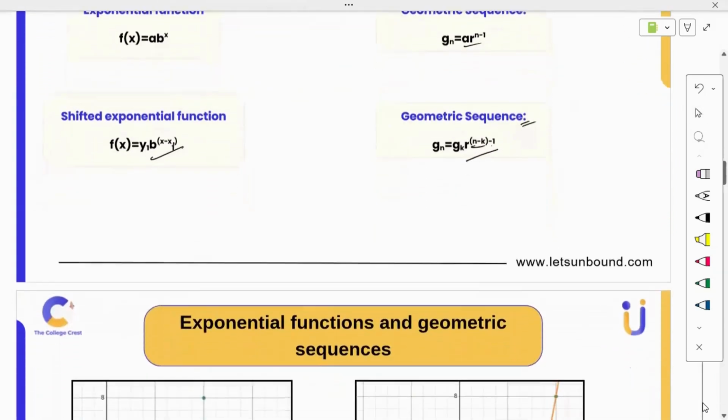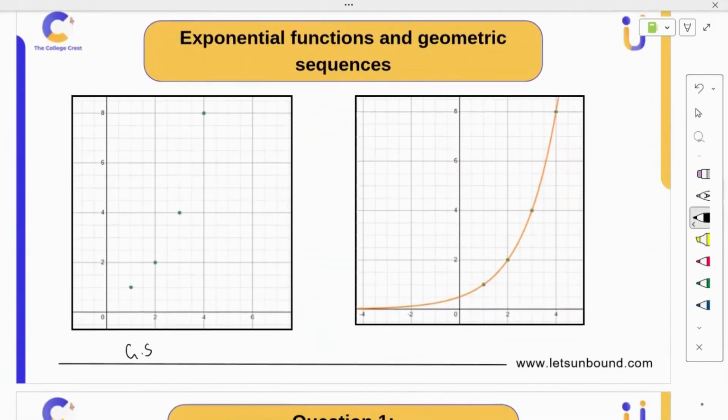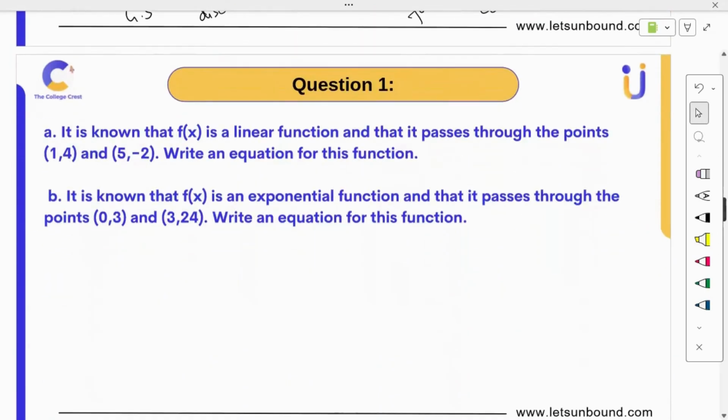And here, the graph, as usual, this is the geometric sequence graph. It will have discrete points and the same thing, but it is a continuous graph. So it's a continuous graph. This represents a function, an exponential function. That's a simple thing. Now, let's solve some questions on this.